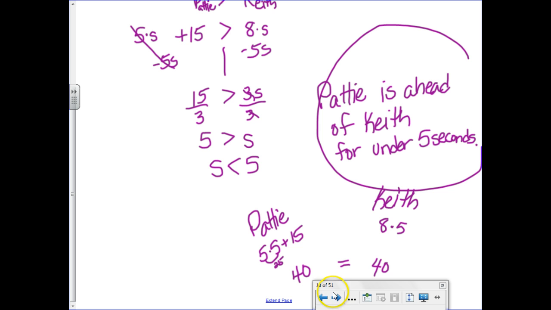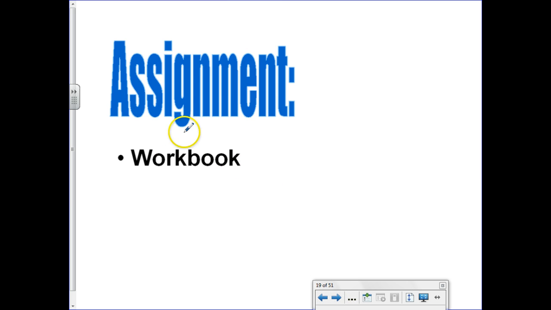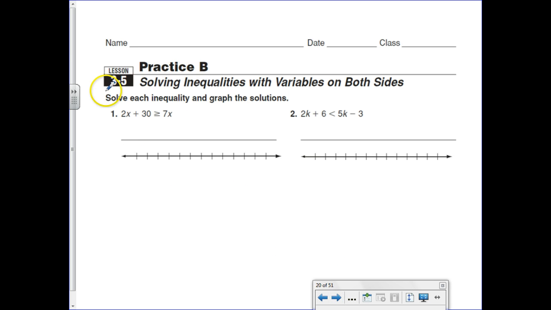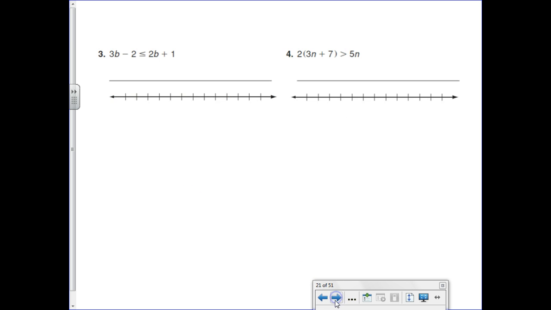There you go. All right, so here's what I would like you to do. The first assignment that I want you to do is in your workbook. This is for section 3-5. You'll have to look up the page number. I can't recall off the top of my head, although I think it's like page 31 maybe. Go ahead and find this page in there. Do these problems first, okay?